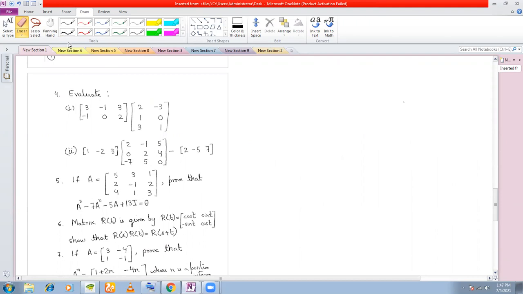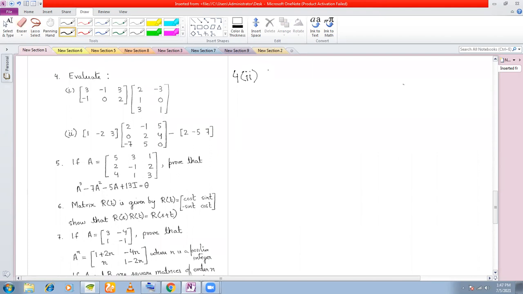For 2. Again, here you need to multiply 1, -2, 3. This is a row matrix. And you need to multiply this with a square matrix of order 3. Question is, can they be multiplied? We'll check. And if they can be multiplied, what should be the order? 5, 0. And you have -2, -5, 7. Let's see if they can be multiplied.